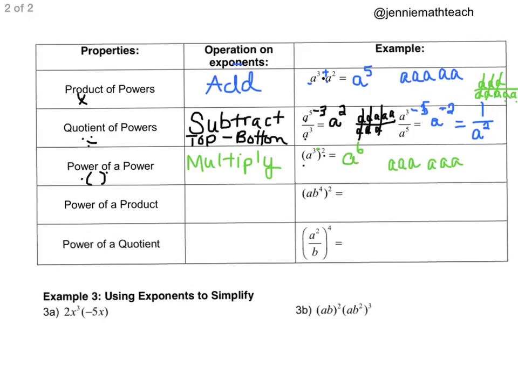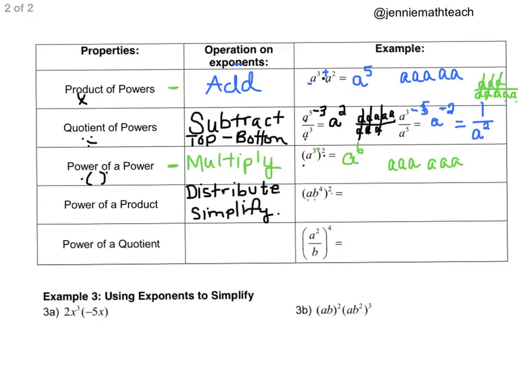Moving on to power of a product. That means that we have this rule right here and this rule right here combined. So we have more than one base on the inside with an exponent on the outside. What do you do? It's kind of similar to what you do whenever you have parentheses and a number out front. You're going to distribute. Distribute the exponent outside to all the exponents inside, and then simplify whatever you can simplify.